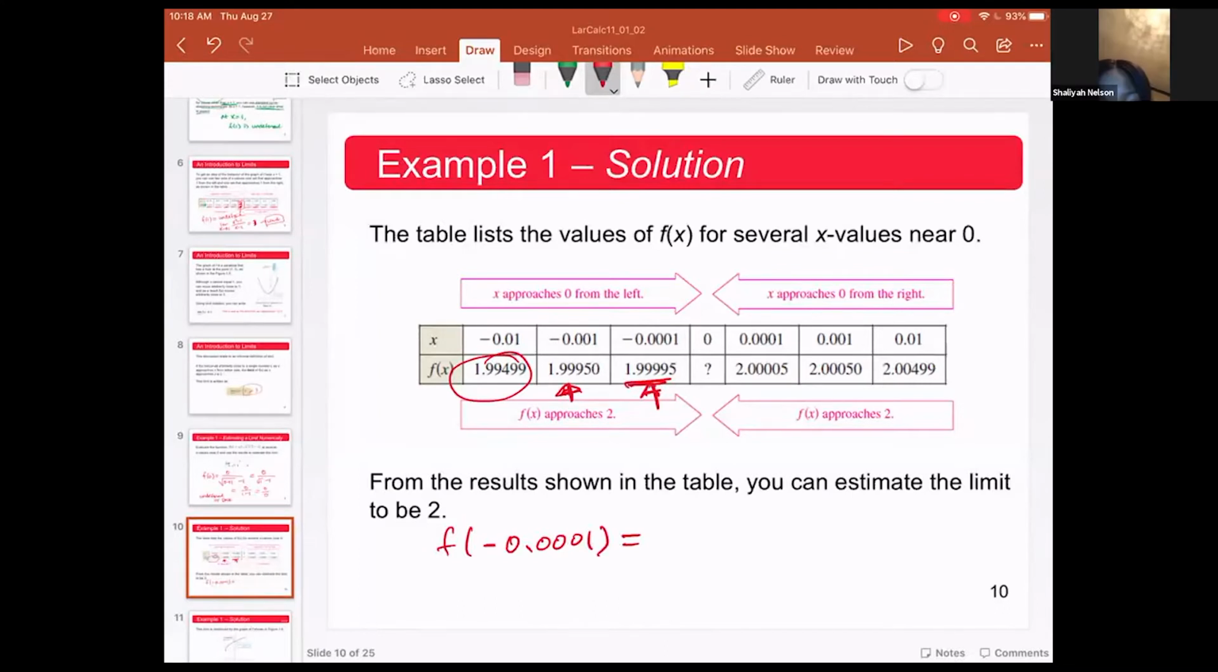It gives you 1.99995. That's right, 1.99995. Does everybody understand? Okay, so look at your table.